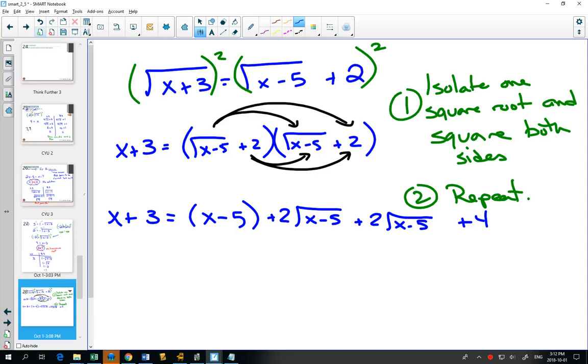So if I brought all my separate numbers over to the other side, that would mean subtracting x on both sides, adding 5 to both sides, subtracting 4 from both sides. What am I going to be left with on the left-hand side? 4. And on the right-hand side, what's left are my square roots. Can you see that those are like radicals? They're like terms. You have 2 of it, and you have 2 more of it. Put that together, you're going to have 4 of them.